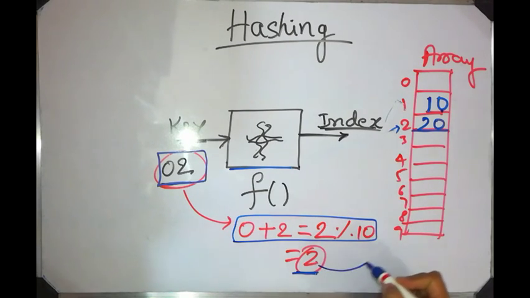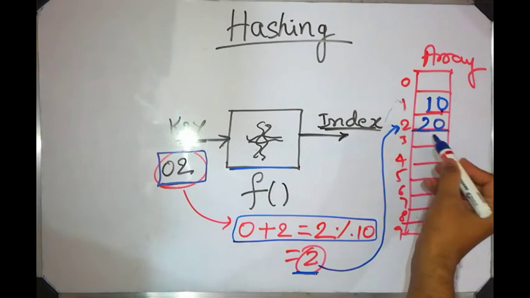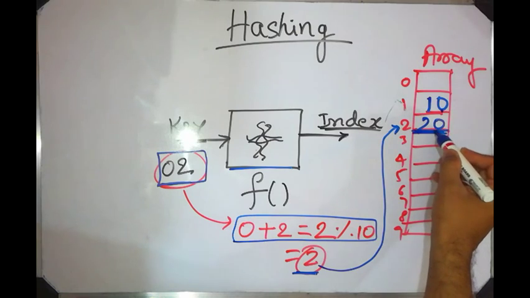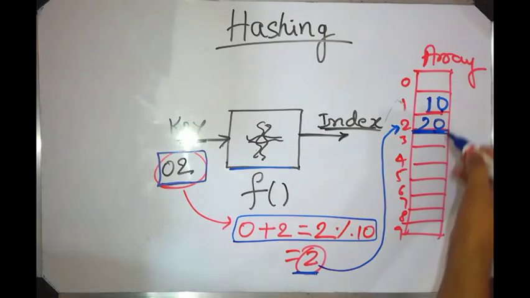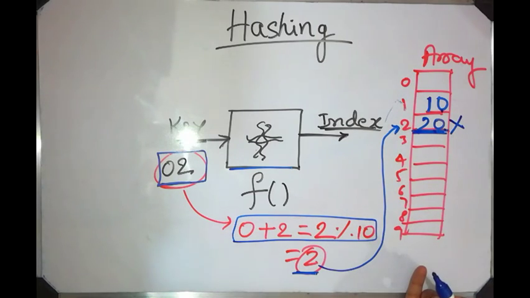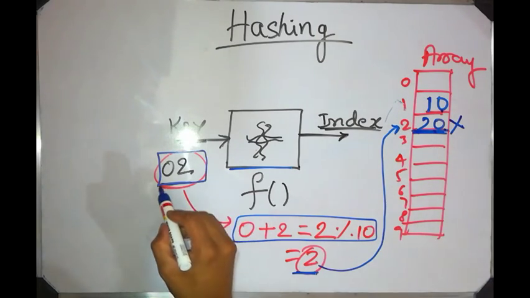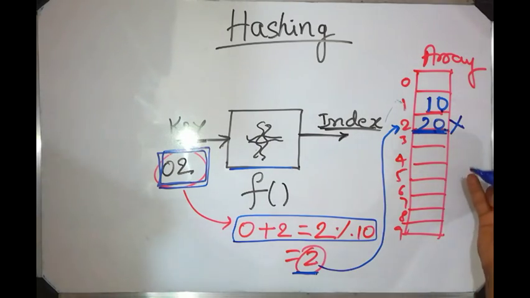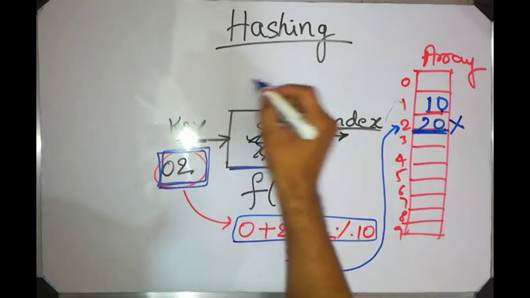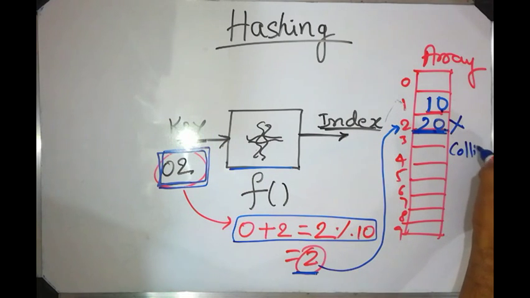But look what has happened. Index 2 is already consumed. There is already a key present in this index. Now can you override this? No, you can't. But you are not supposed to lose this key as well. So you are supposed to write it somewhere in the array. This situation is called a collision.